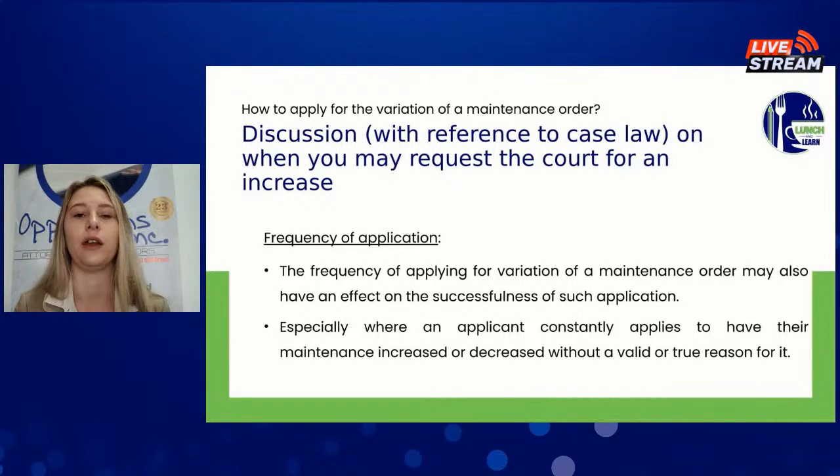As I've said, if you go to court every month and you apply for an increase, or every month you go and apply for a decrease, that constant application will have an effect on whether you will be successful in being granted that increase or decrease in your maintenance amount. Because if you go every month, you're not being true and valid, because there's no sufficient reason why you need to apply every month for an increase. But as I've said, if you applied within 6 months, because now you had a change in employment and you can now pay more maintenance, that is a sufficient reason for applying for an increase. But applying every month without having any change in your circumstances, that is just constantly applying, and you won't be successful in that application.